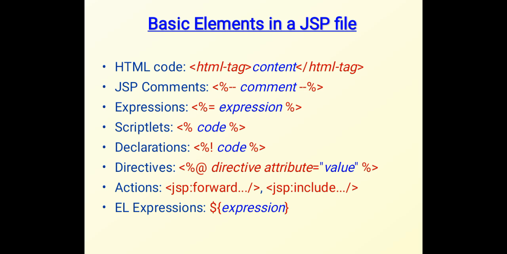Expressions are written by using the equals to symbol with the percent symbol, and a simple percent symbol is used for writing scriptlet. Declarations are used with the exclamatory symbol combined with the percent symbol. Directives are just like preprocessor directives used in other languages like C or C++. Actions like forward and include with JSP tag, and EL expressions, which are written as dollar symbol with a pair of curly brackets.